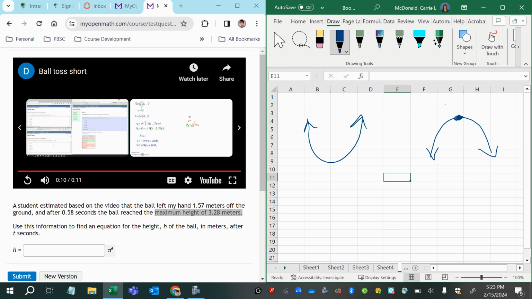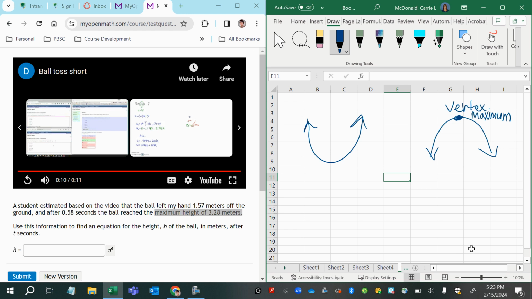what we call the vertex. On a sad parabola, the vertex would be the maximum height or maximum of whatever that parabola represents, right? So that made me start thinking about a parabola.